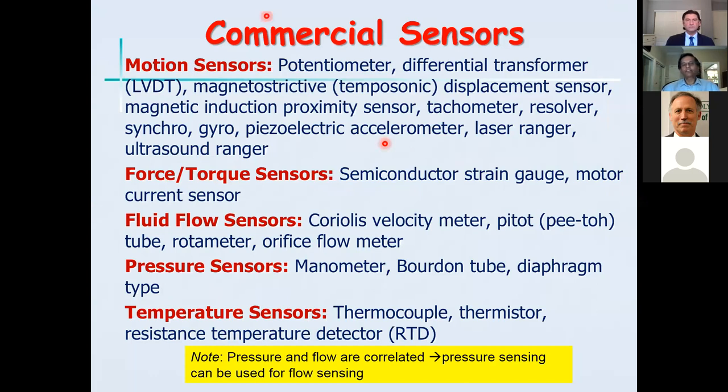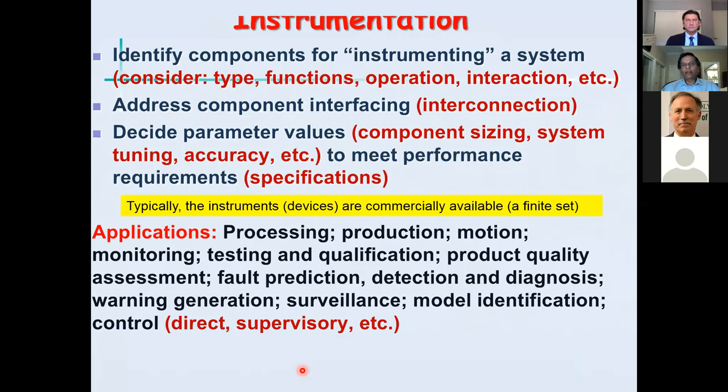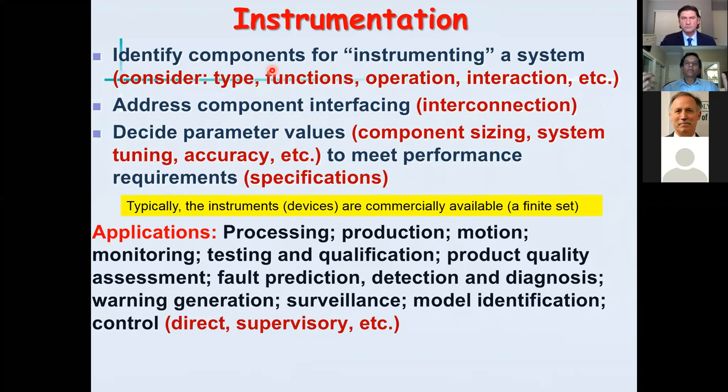So you can have sensors to sense many different things. And similarly, you have this topic of instrumentation, which deals not only with sensors, but also with actuators and other hardware components, because it deals with identifying various components for a practical system. Those components are typically commercially available, and then integrating them into the system so that at the end the system will perform properly. So instrumentation here is the verb, which is instrumenting a system, okay?